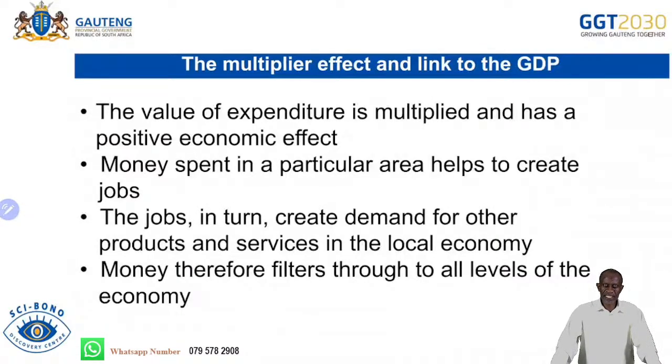The multiplier effect and how it links to the GDP. Here is an explanation below. It says the value of expenditure is multiplied and has a positive economic effect. So when one spends on a commodity, a good or a service, that money is further spent by the recipient, or the receiver of that money, to buy or to satisfy his or her needs.